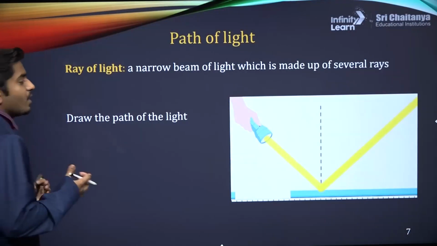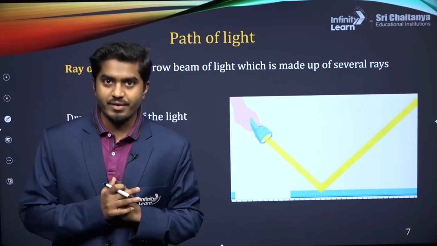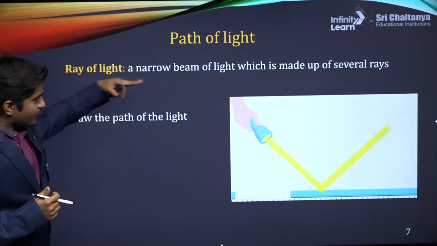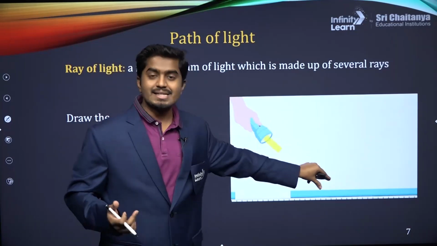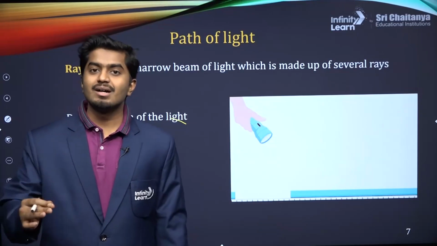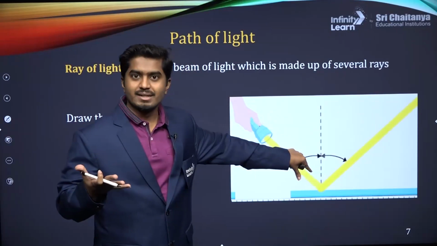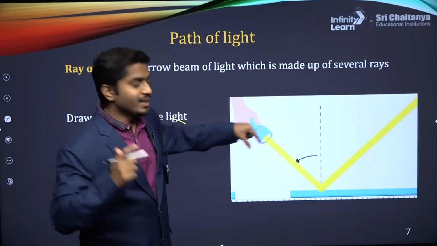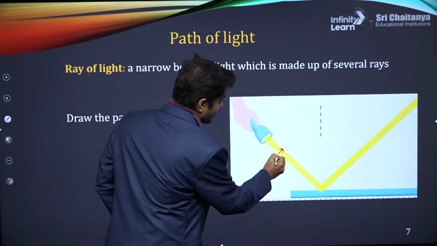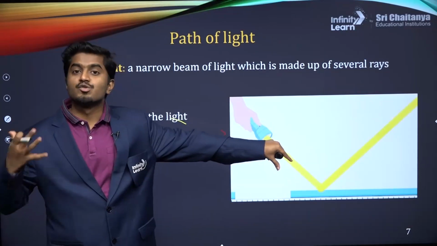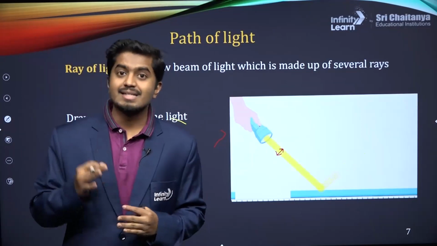Now, there are a few terms which we should learn before we learn the laws of reflection. First of all, can you see this light coming from the torch? All these rays of light are moving along a straight line, correct? So this one, you can say it is a beam of light, because it is very thick. You can measure the thickness of this beam. Whenever you have a thick beam of light, we generally don't call that a ray of light.